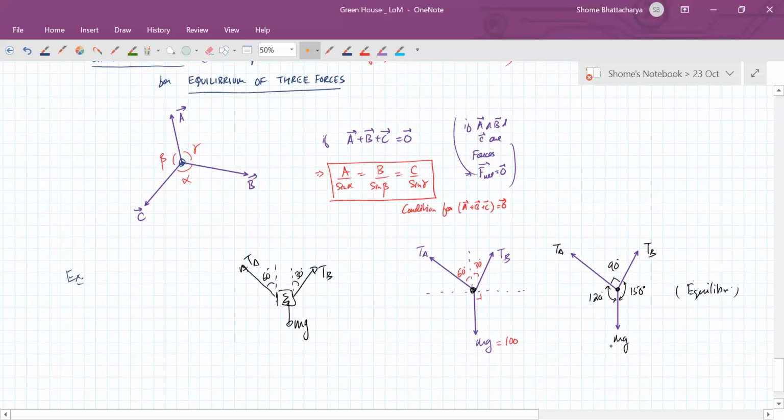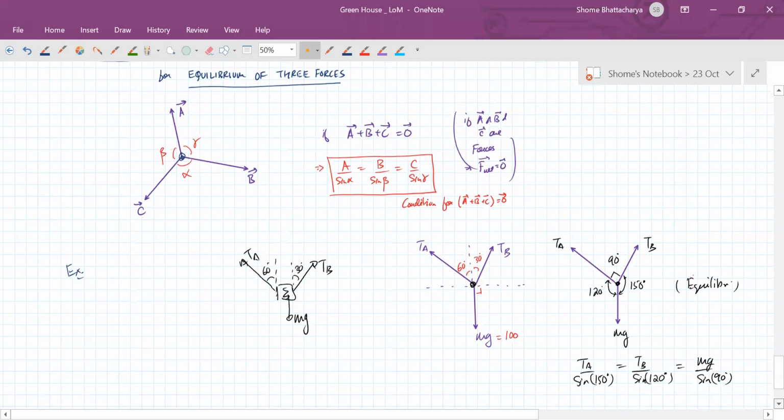Okay. So the condition for equilibrium is that TA upon sine of the opposite angle to TA, or the angle between B and mg, so that is sine 150, should be equal to the magnitude of TB divided by sine of the angle between A and mg, so that is sine 120 degrees, and that should be equal to the weight divided by sine of the opposite angle, which is 90 degrees. Now you see, just from this statement alone we'll get the answers directly.